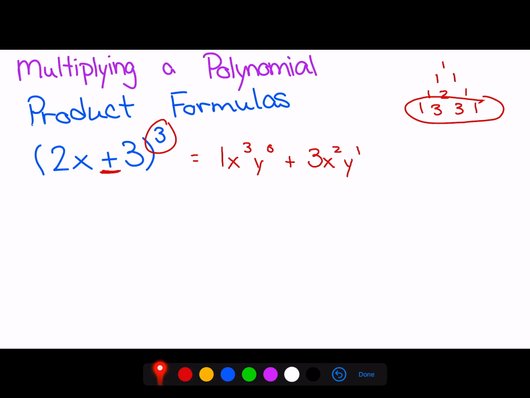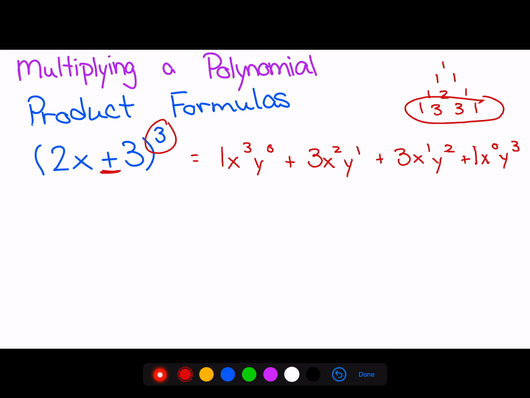So plus 3x squared y to the first. My x drops down 1, my y increases 1. Plus 3x to the first y squared. Again, my x drops down 1, my y increases 1. And then lastly, plus 1x to the 0, y to the third.